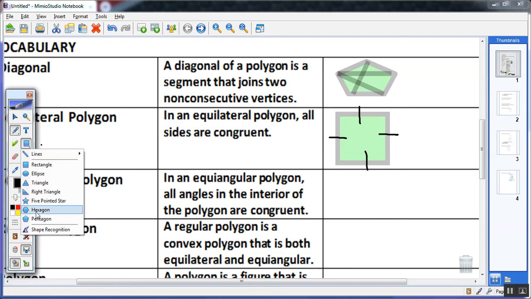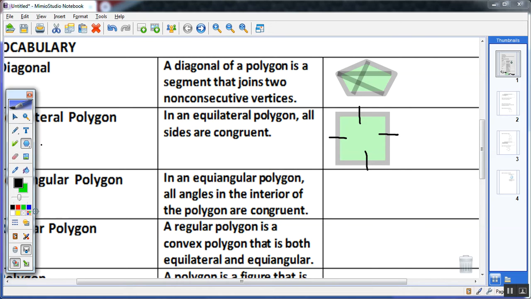Equiangular polygon. What's the definition of equiangular? All the angles are the same. Maybe they don't look the same, but what if I did this? I would say this, this, this, this. They're obviously not equal, but what if I put those marks in there and tell you all those angles are equal? Then they're equal. Have I indicated anything about sides being equal? No. So the only thing I can say about that polygon is what kind of polygon?